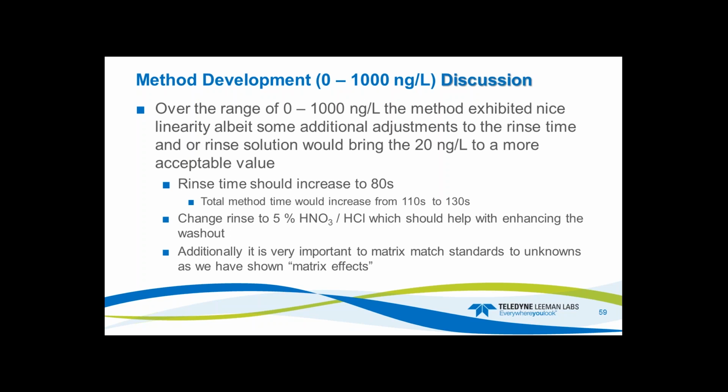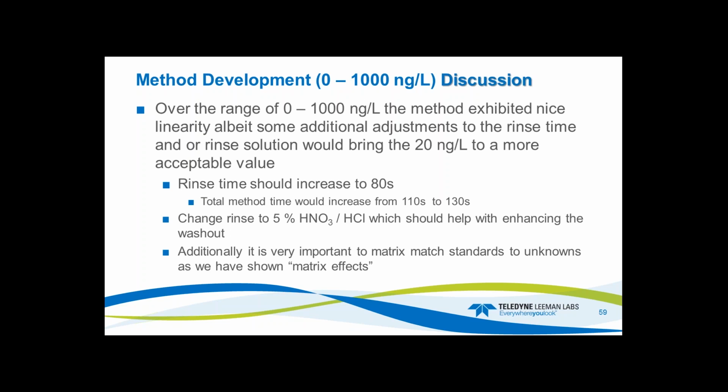That would take our total analysis time from 110 up to 130. That's still acceptable for trying to run calibrations of 0 to 1,000 nanograms per liter. We could change the rinse to a 5% nitric HCl, which might or should enhance the washout. And additionally, it's very important when you do this to matrix match those standards to the unknown, because the matrix does have an effect and it will change the kinetics within the system. So always matrix match standards when you're doing the method development.